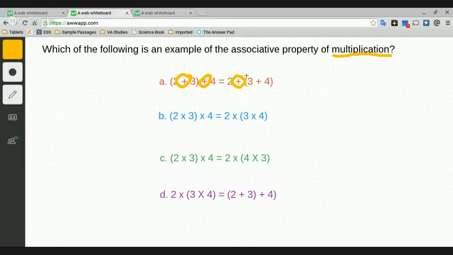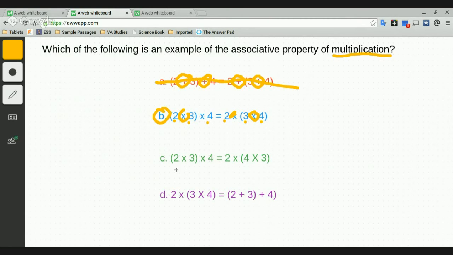So right off the bat, I can tell that this one is not going to be true. Why is this not true? Because there's addition signs, and we want multiplication. So that one is not true. Now let's take a look at this one. We have 2 times 3 times 4, 2 times 3 times 4. We've got 2, 3, 4, 2, 3, 4. Okay, that's good so far. We've got multiplication symbols. So far, so good. And the parentheses have moved. Where they were around the 2 and the 3 here, and here they were around the 3 and the 4.